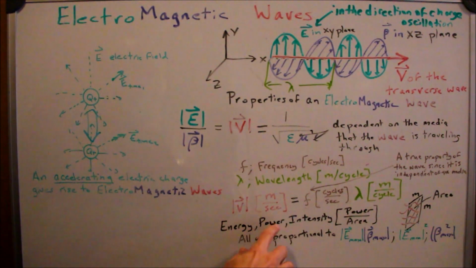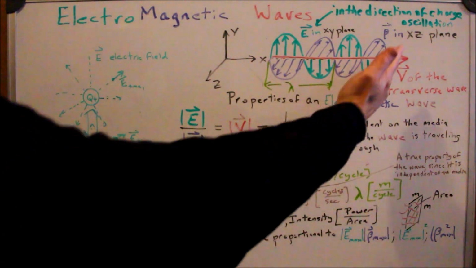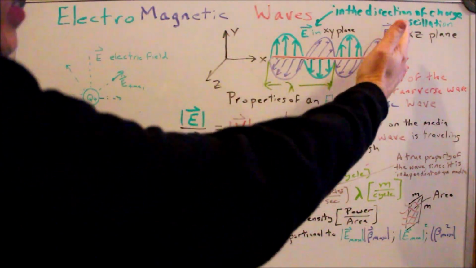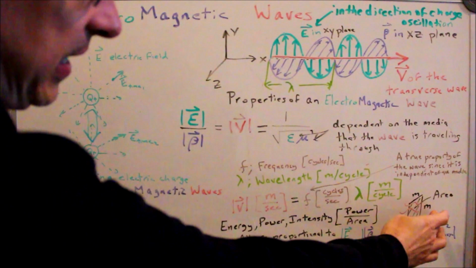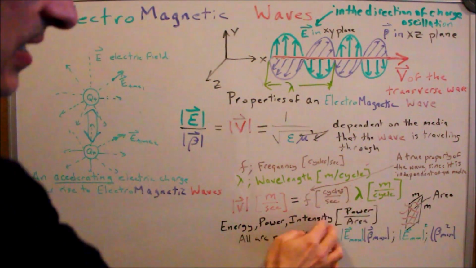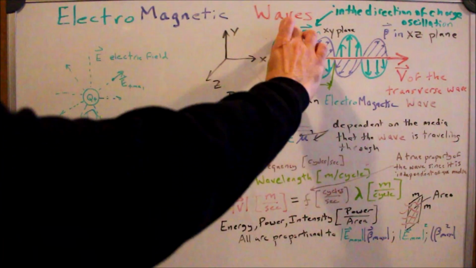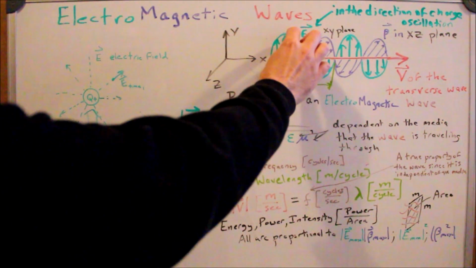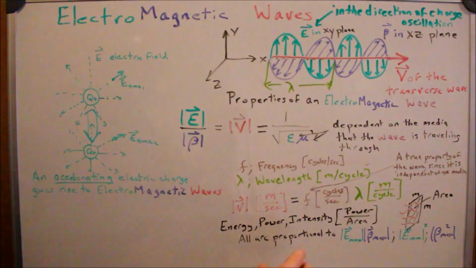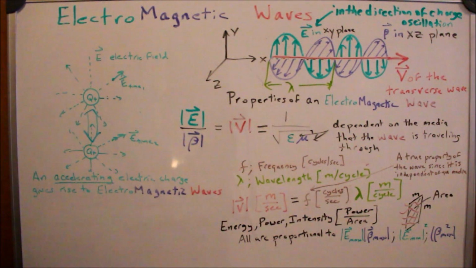Another property is the energy, power, or intensity of this wave. Power is the energy per time. Intensity is the power per area. For example, if I had the YZ plane that this wave is going through, with a height and a width, there's a certain area, and the intensity is how much power goes through that area. And all these are related to the magnitudes of the electric field and the magnetic field. It turns out to be the product of those two terms.